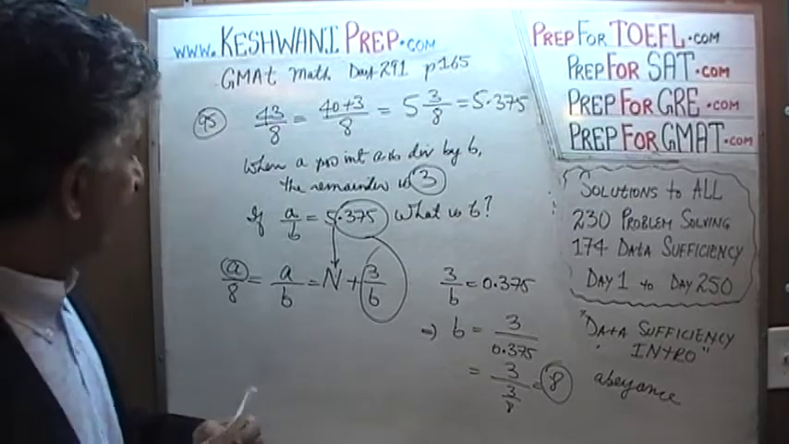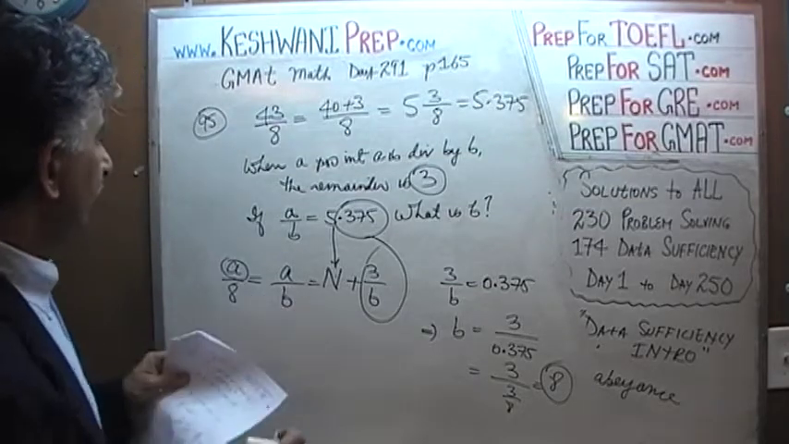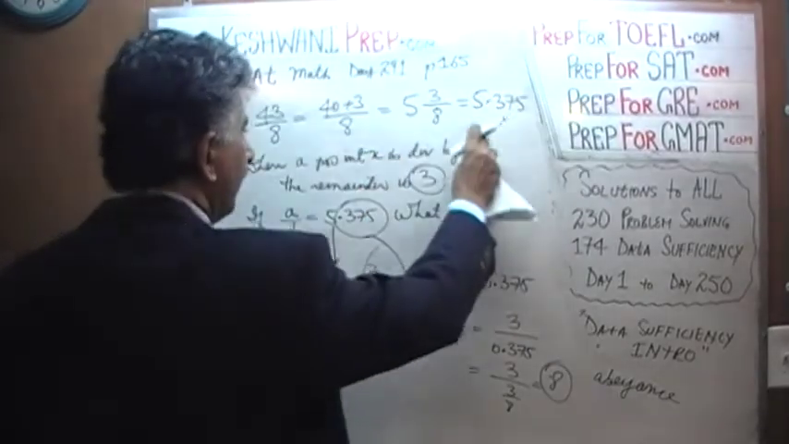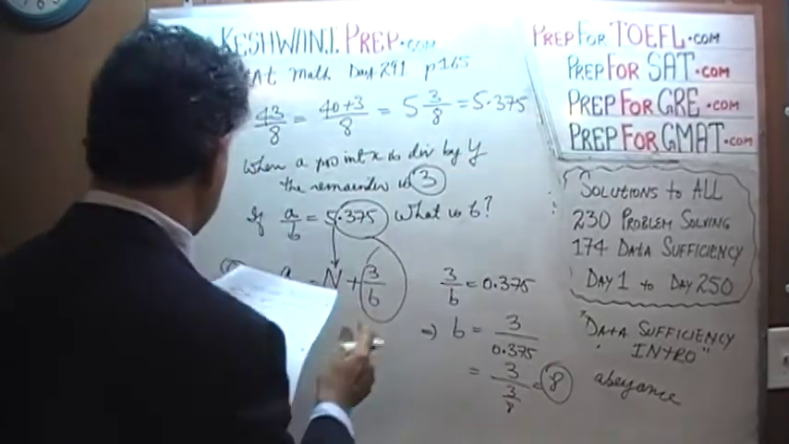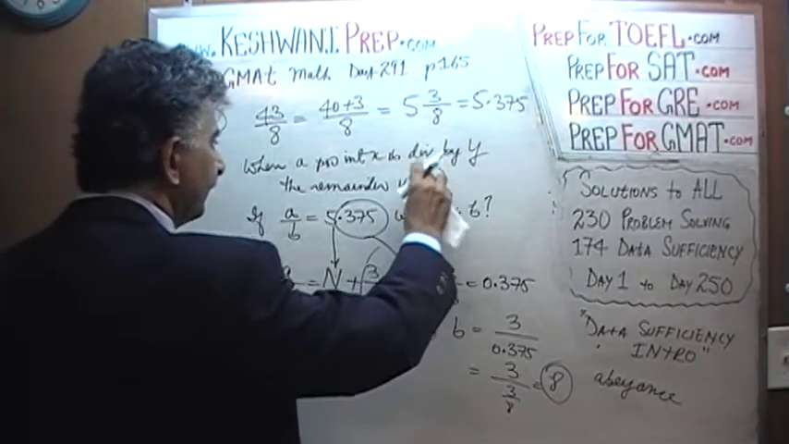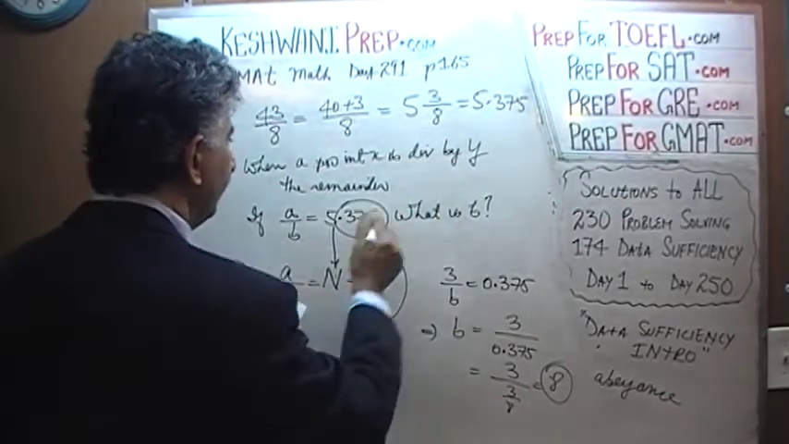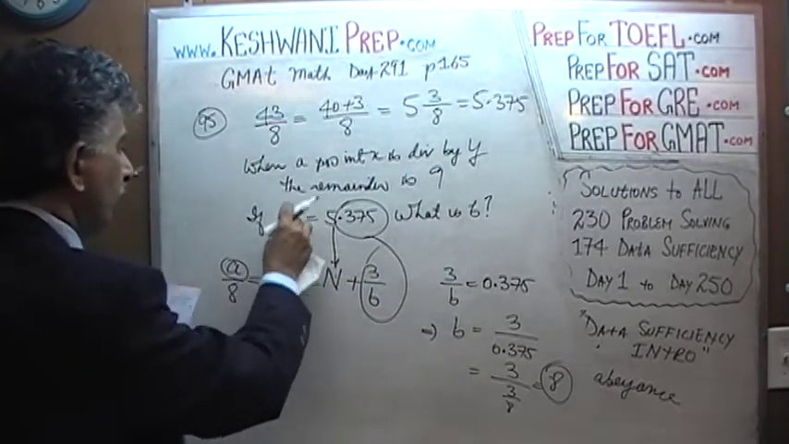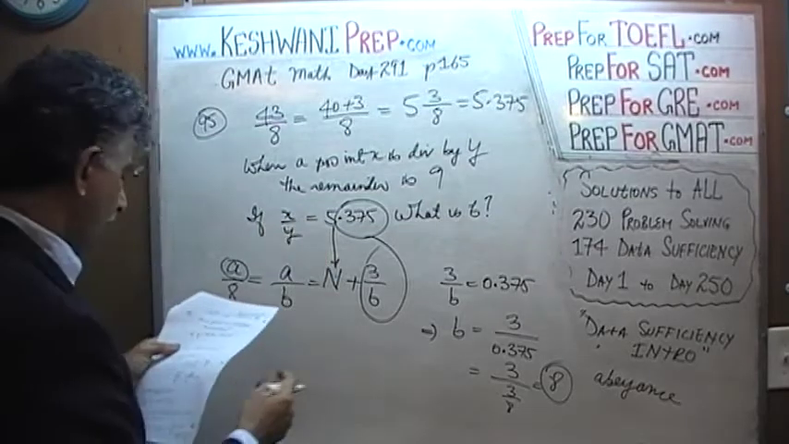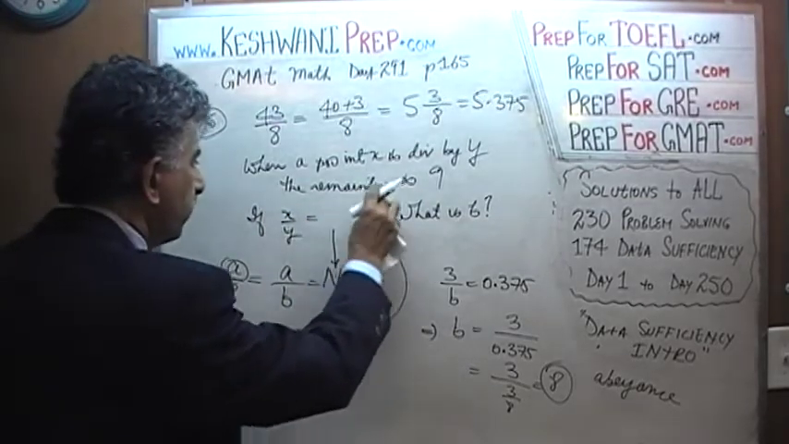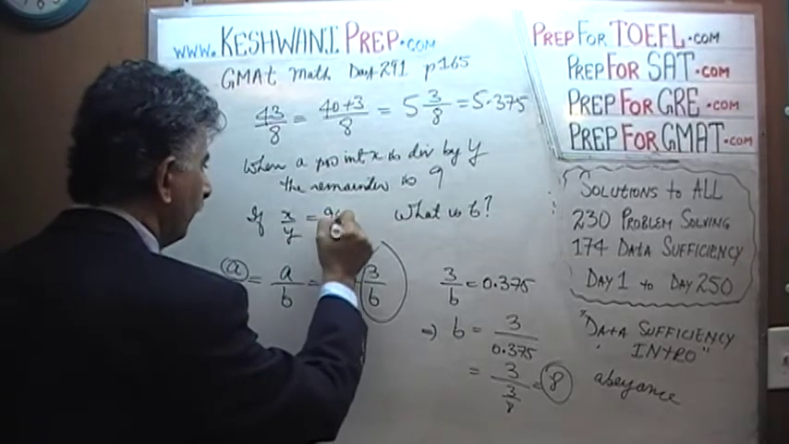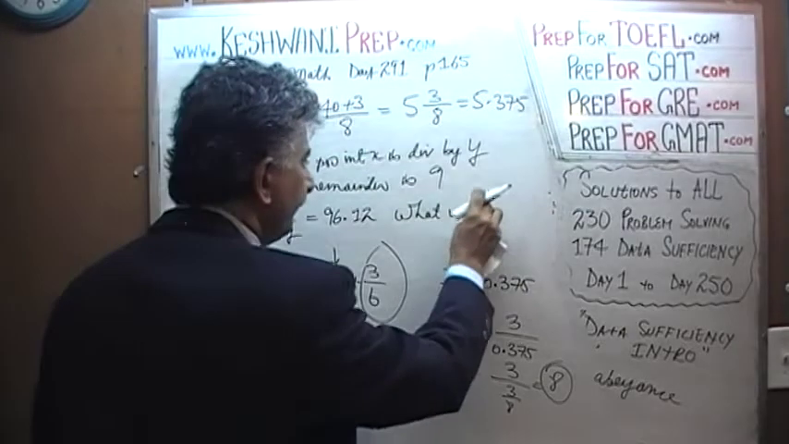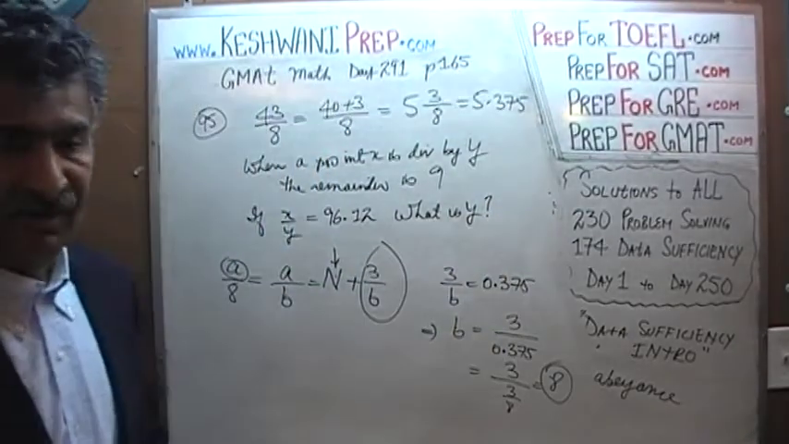Let's do the problem now. It says, when a positive integer x is divided by y, the remainder is 9. Nothing is going to change. It's the exact same concept. The remainder is 9. If x over y is 96.12, what's the value of y? You see, the exact same concept.